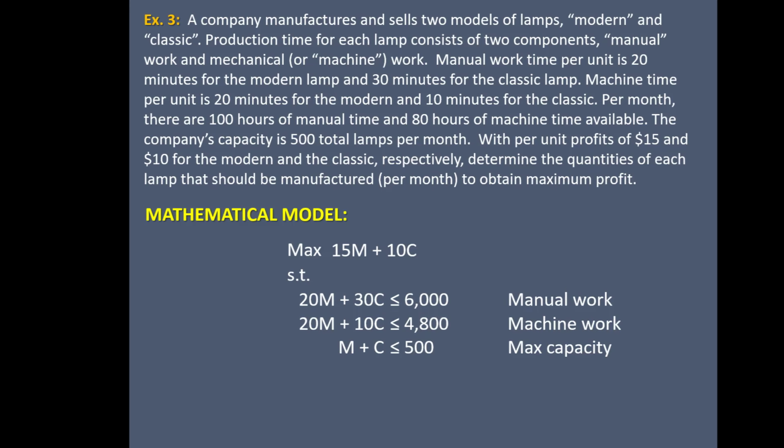Remember, capacity, I cannot make more than that. That is the absolute maximum we can make. And then never forgetting our non-negativity constraint, neither M nor C can be less than 0. And now we have our mathematical model, and we can go and graph this linear program.